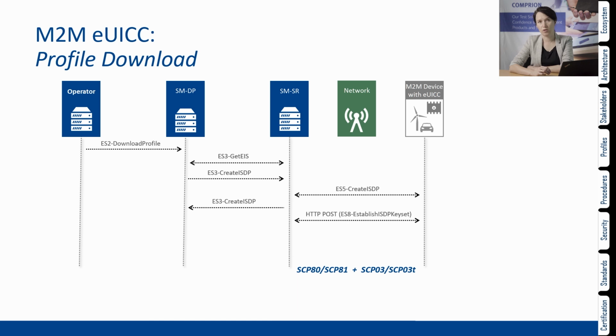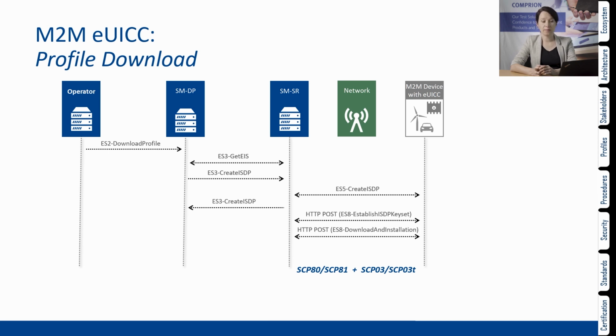It's different, for example, for the enable profile, when you have a small command being sent to the eUICC, where just a simple SMS makes more sense. The protocols used for this key set establishment are SCP-03 or 03T for the encryption of the profile first, on the ES8 interface. For the information being secured between the SM-SR and the eUICC, it is SCP-80 or SCP-81.